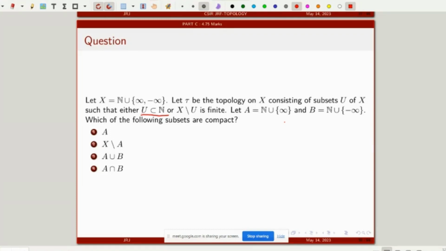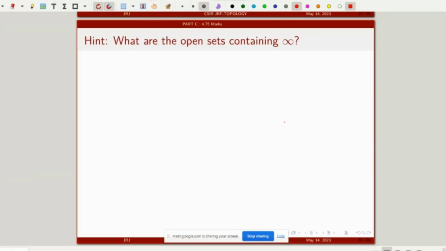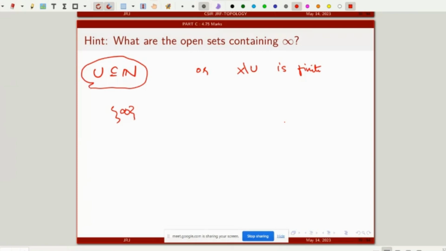Or what are the open sets containing infinity? Open sets have two possibilities. Either it should be a subset of N, or its complement has to be finite. So if we have one element infinity, there will not be an open set of this form. So we have to look at open sets of this form to include infinity.